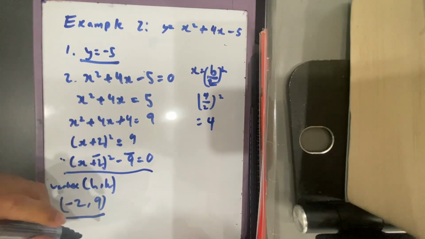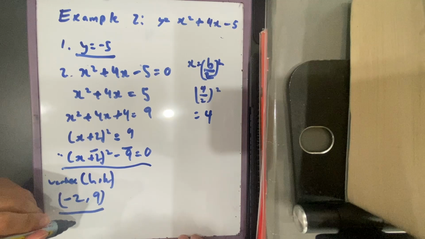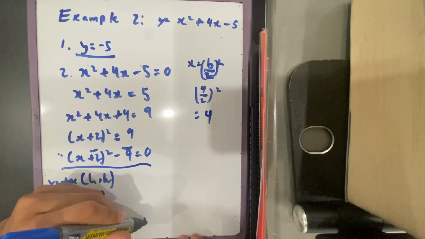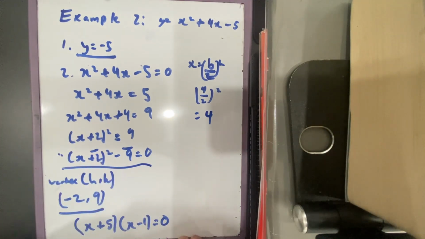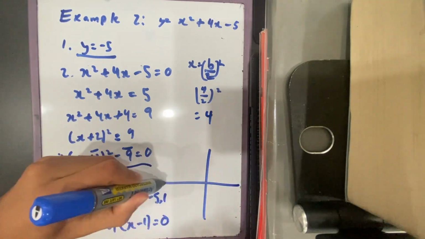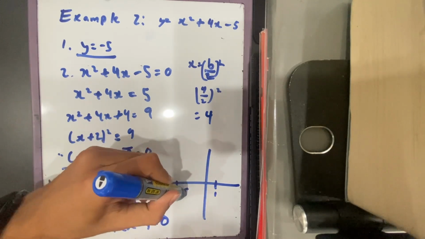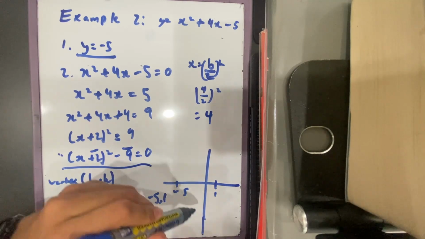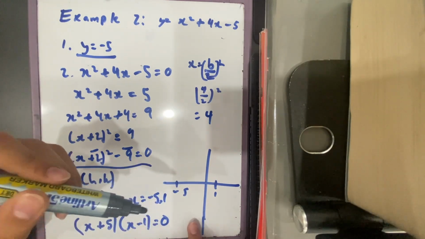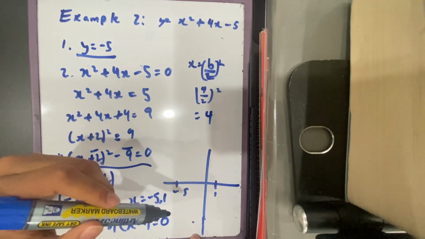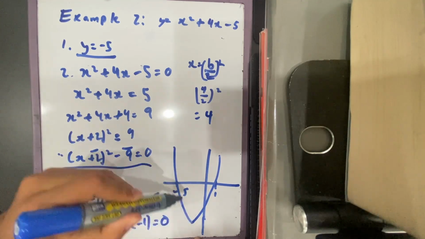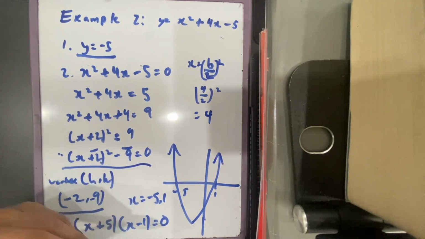So we can just find our x-intercept by factorizing the equation. So you get (x plus 5)(x minus 1), and you get your x-intercepts to be -5 and 1. Now we can just sketch the parabola. So this is 1, -5, the vertex at -2 and -9. So you'd sketch it like this. And this would be your parabola.